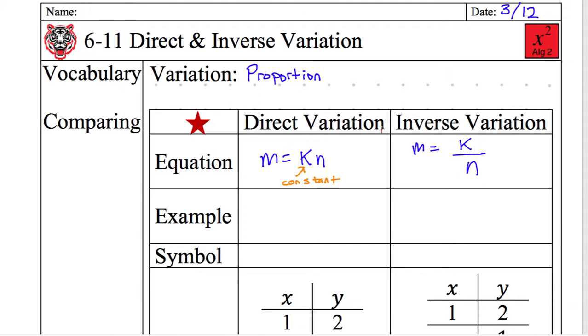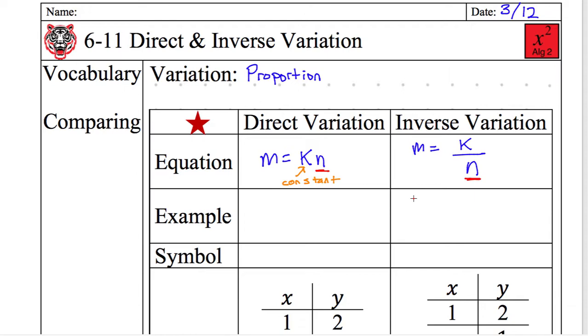Our variable is n. N, in our direct variation, is not in the denominator, it is in the numerator. And for inverse variation, the n is in the denominator. This is our variable. That fact alone will probably let you do the homework in about 4 or 5 minutes. It'll go really fast, just with that one rule.